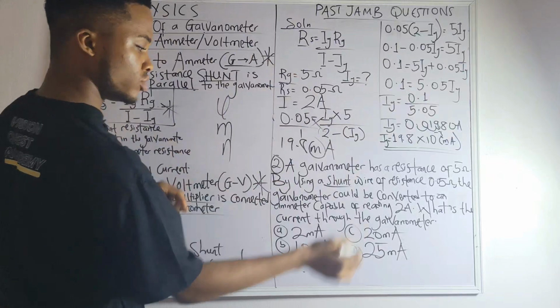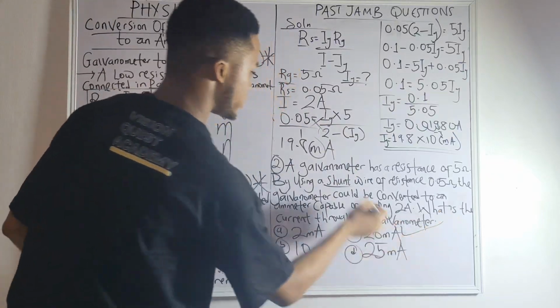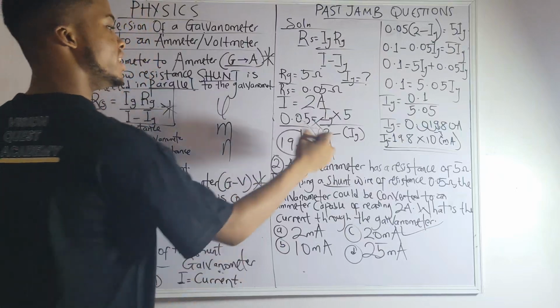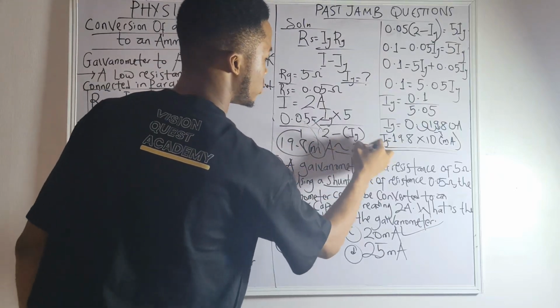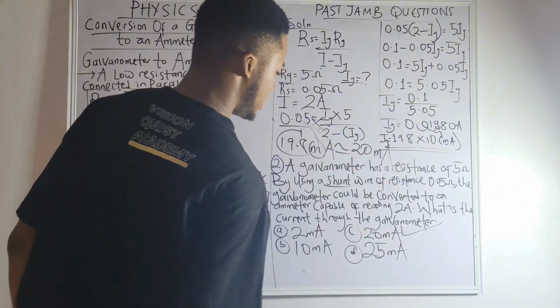Now, the closest answer to it is option C, because 19.8 is approximately 20. So you can say it's still approximately 20 milliampere, making option C the answer.